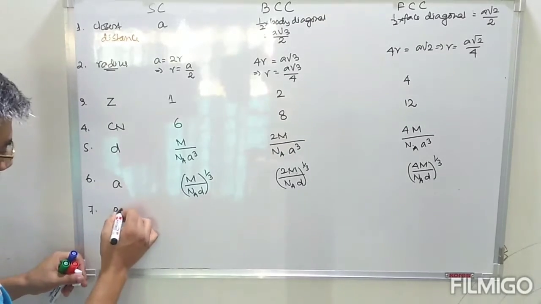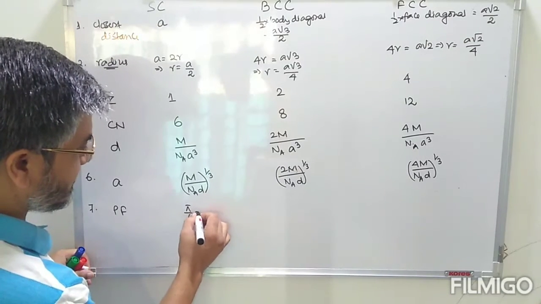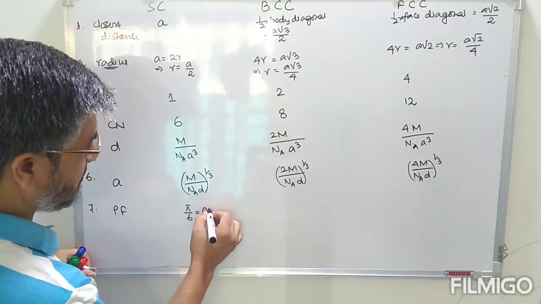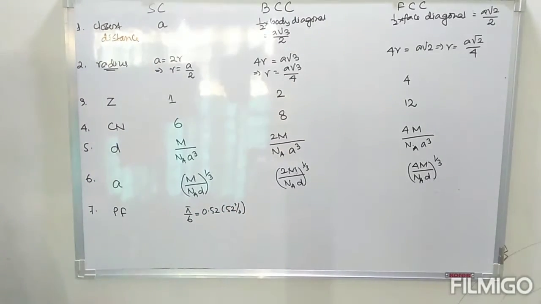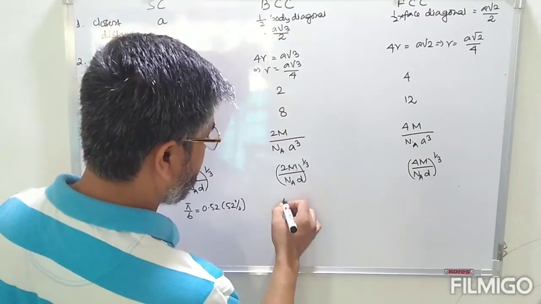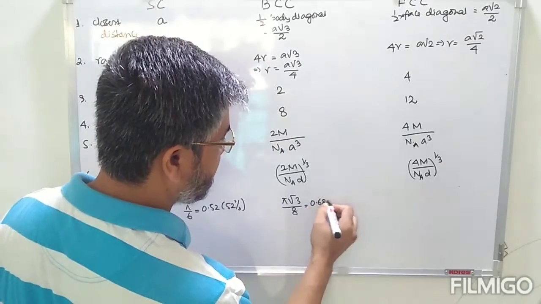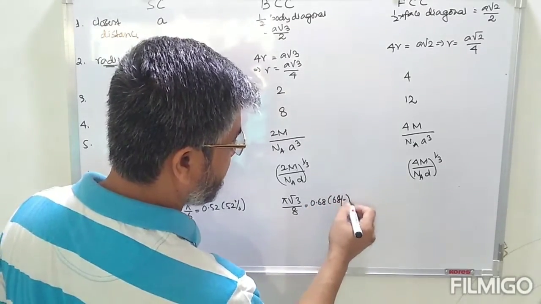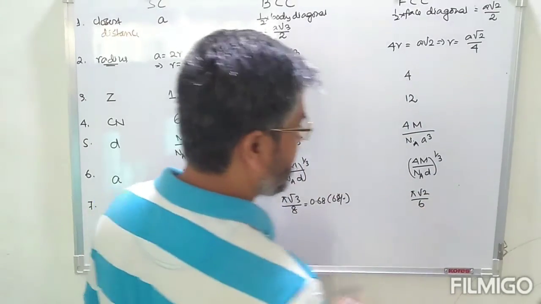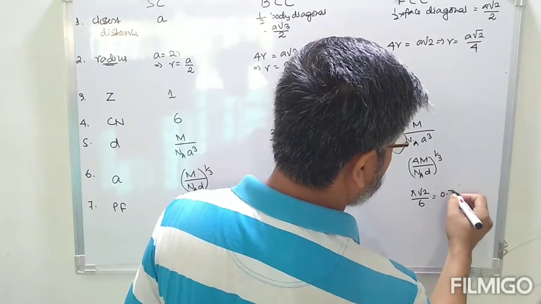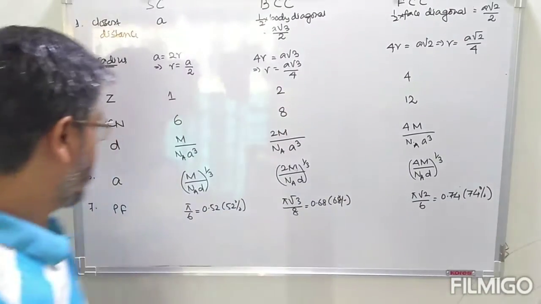Then we have the packing fraction. For simple cubic it is pi by 6, which equals 0.52 or 52%. For BCC, pi root 3 by 8, which equals 0.68 or 68%. For FCC, pi root 2 by 6, which equals 0.74 or 74%.